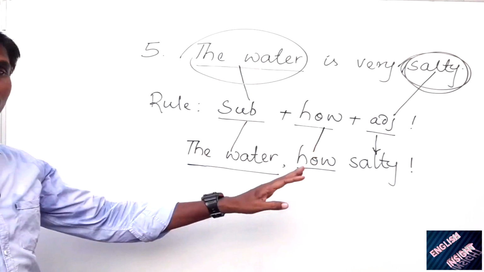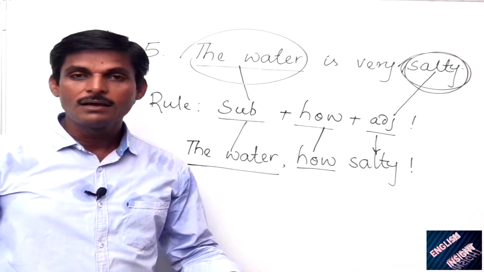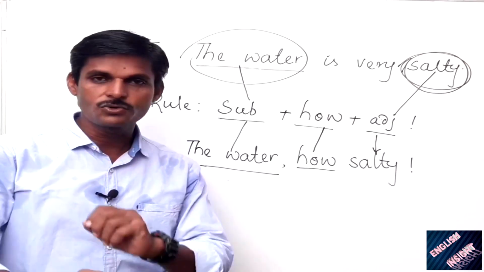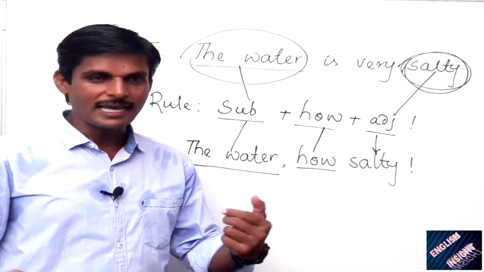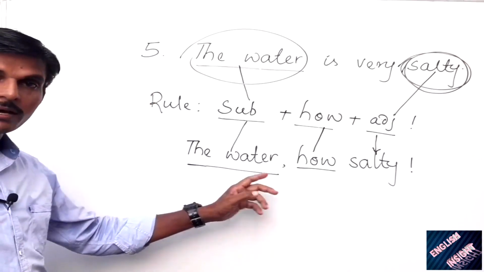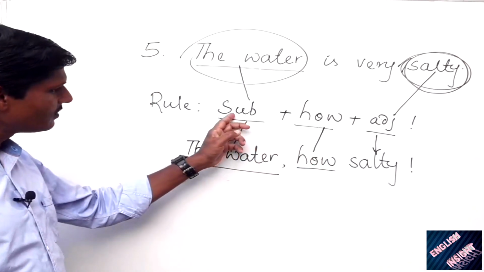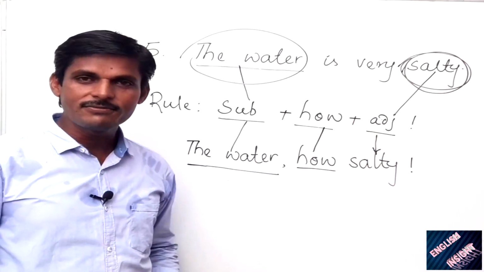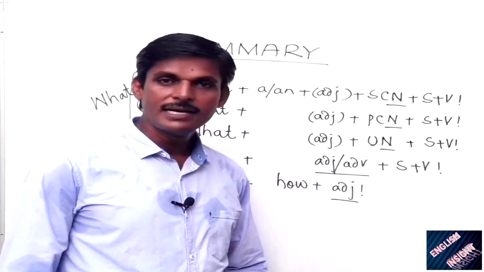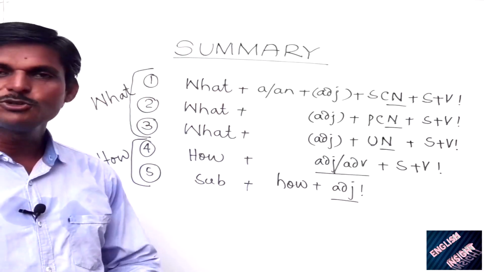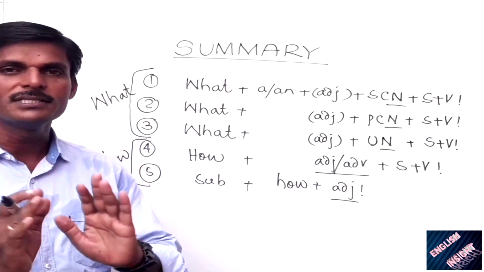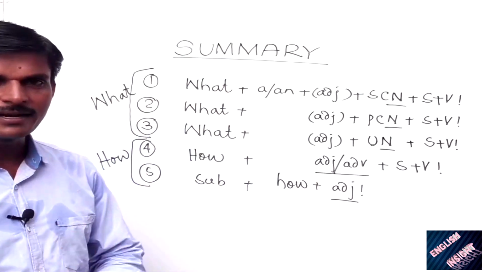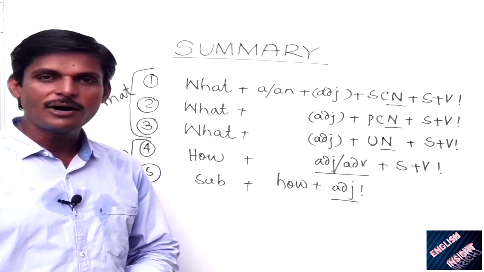The rule is subject plus how plus adjective. The declarative sentence is, Rasgulla is very sweet. The exclamatory sentence is: Rasgulla, how sweet. That means the subject is Rasgulla, then how plus adjective. It's rule number 5. Let's come to the summary part. As we have been learning, there are 5 rules. 3 of them belong to what exclamation and 2 of them belong to how exclamation.